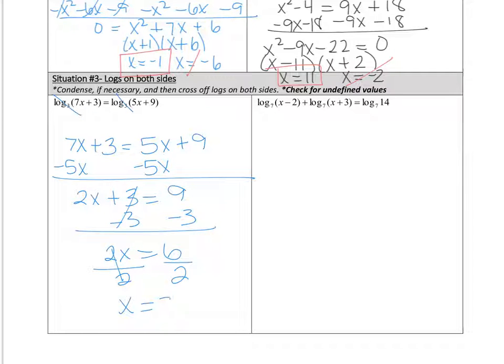x is equal to 3. And let's check it out to make sure it works. So x equaling 3, 7 times 3 plus 3, that'll be positive. So we're good to go.